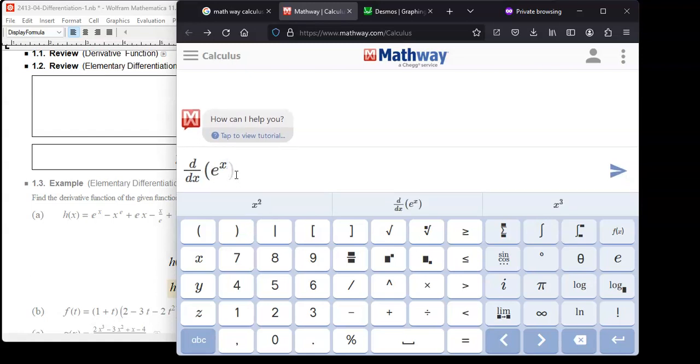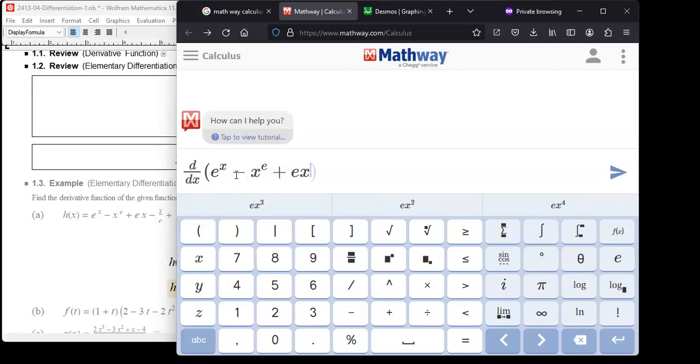Derivative: e to the x power plus x to the e power. This was negative, so all right. Plus e x minus x over e plus e over x minus e to the e power.